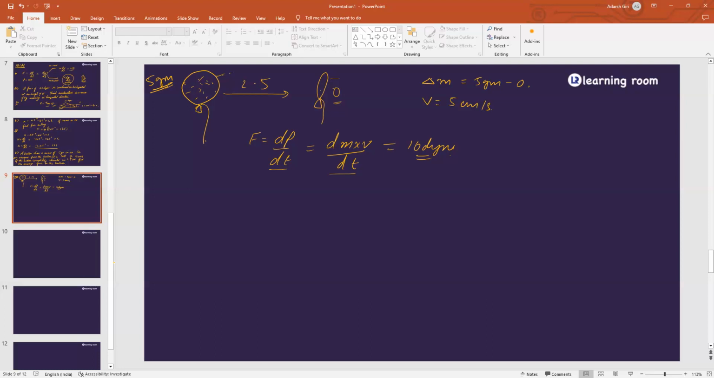So basically, in this process, dm by dt, our mass changed and velocity was constant. So velocity will be out of the differentiation. Now dm by dt is the rate of change of mass with respect to time. So velocity was constant, 5. What is the rate of change of mass? It is 5 minus 0. And what is the time interval? That is 2.5 seconds. So you have done the same thing.